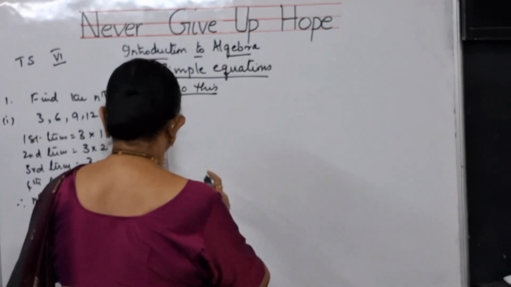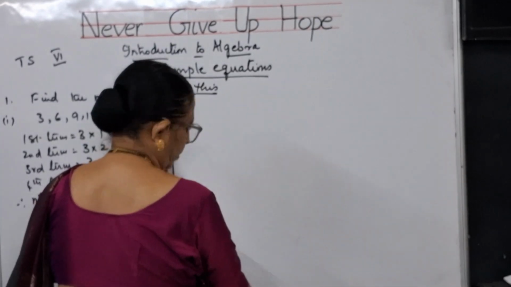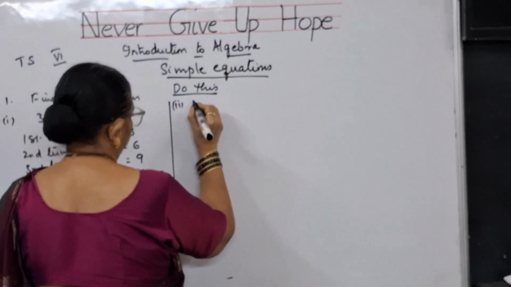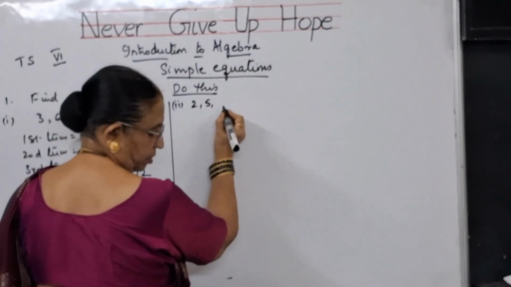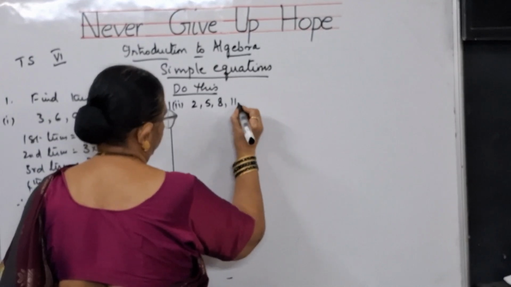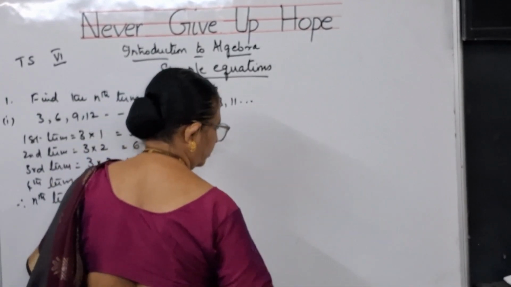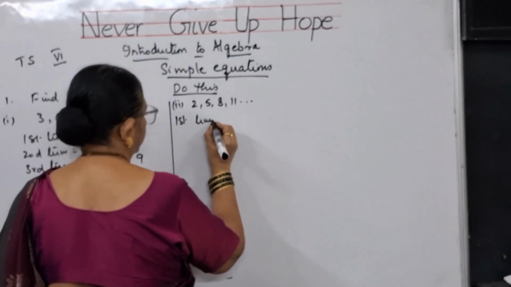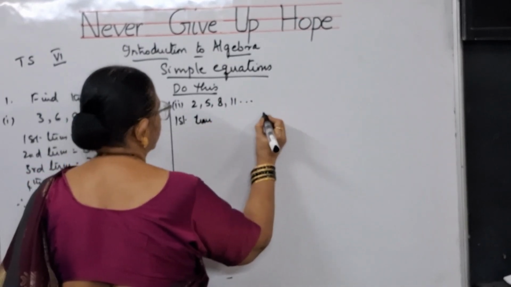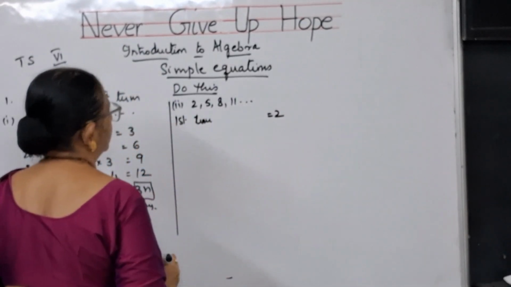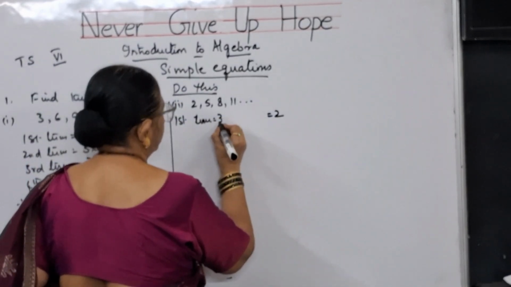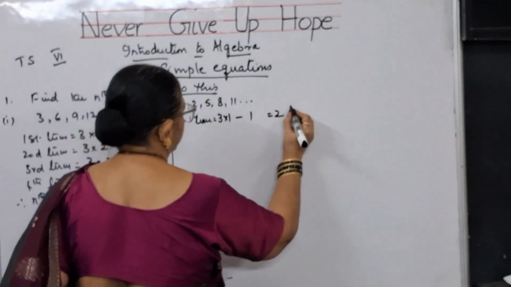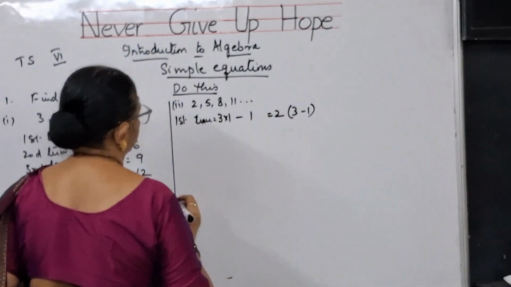And let us see the second bit. 2, 5, 8, 11, and so on. So, the first term is 2. How are you getting 2, you know? When you take 3 multiplied by 1 and subtract 1. This is 3 minus 1.